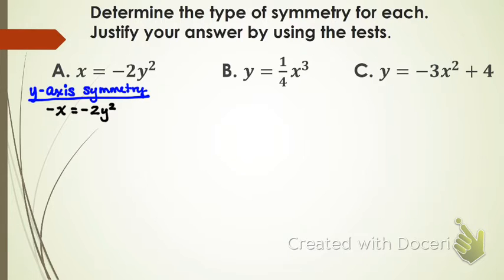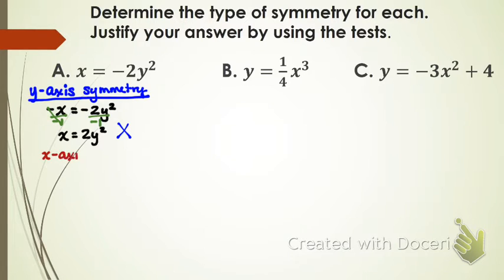So previously it was x equals, so I want to make this one an x equals. Right now it's negative x equals. How do I get rid of that negative out in front? Divide both sides by negative 1. So I get x equals what? 2y squared. Is that exactly the same as what we had before? No. So it does not have y-axis symmetry.